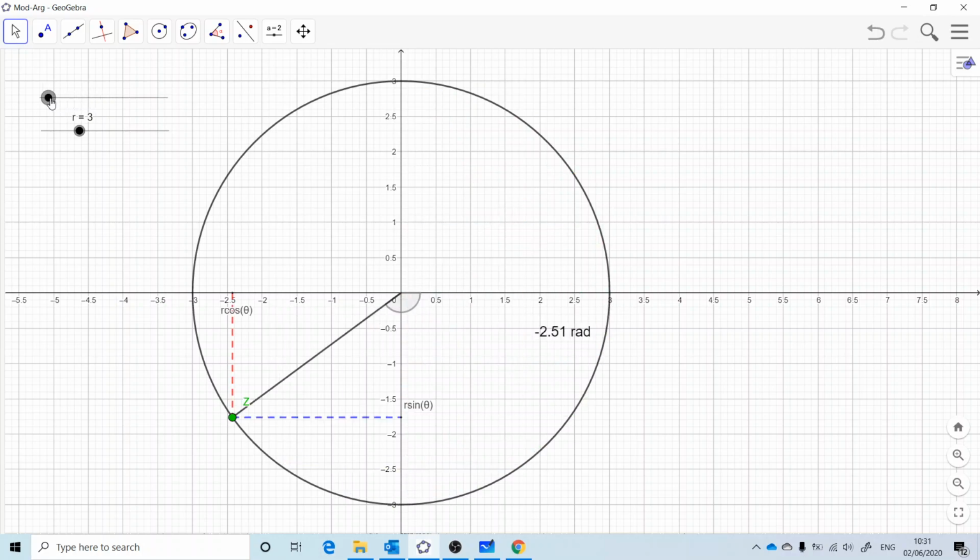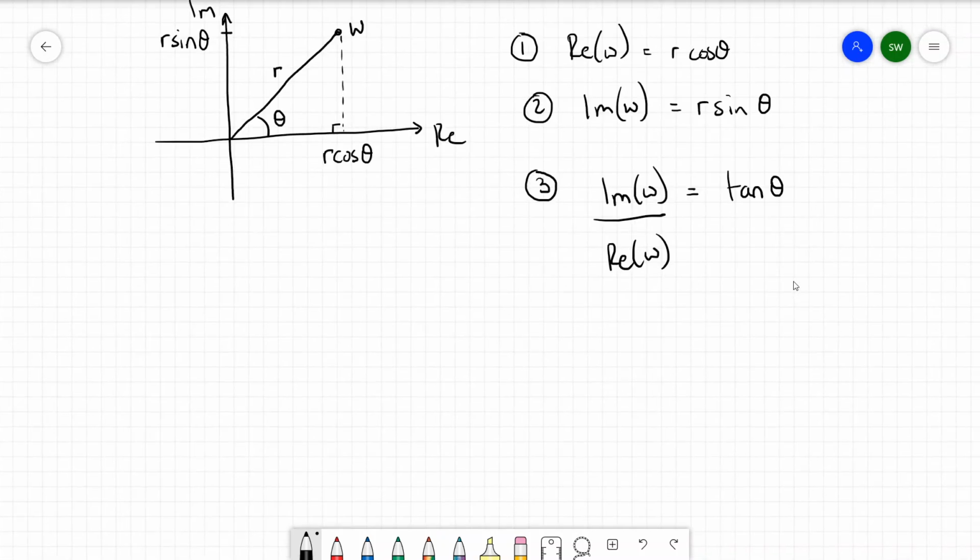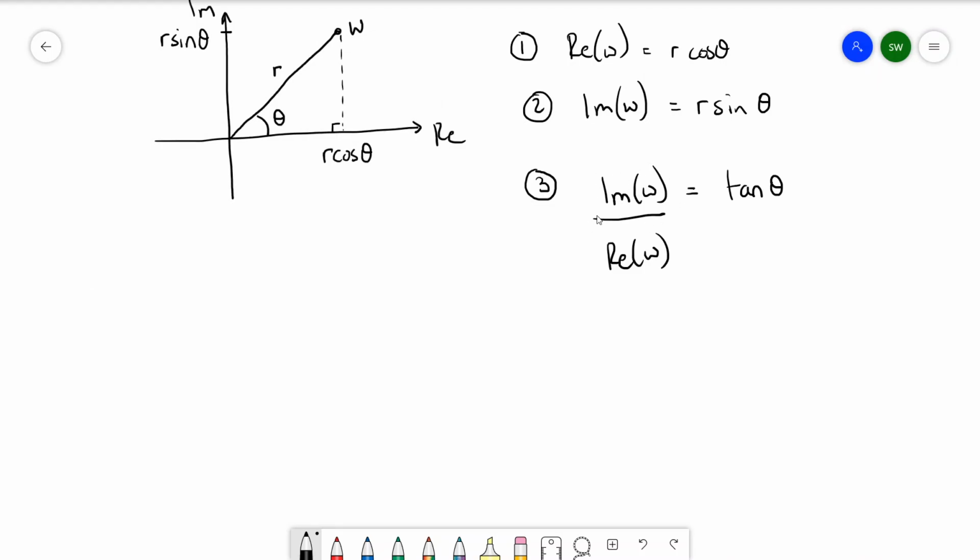The reason why we're doing this now is because we need to be really comfortable using the third equation, which is what we get if we divide these two equations. If we do equation 2 divided by equation 1, on the right hand side we will have tan theta. If we do r sine theta divided by r cos theta, we'll get tan theta on the right hand side. And on the left hand side, we'll have the imaginary part of W divided by the real part of W. So this tells you if you do tan of a complex number's argument, then you get the imaginary part divided by the real part.